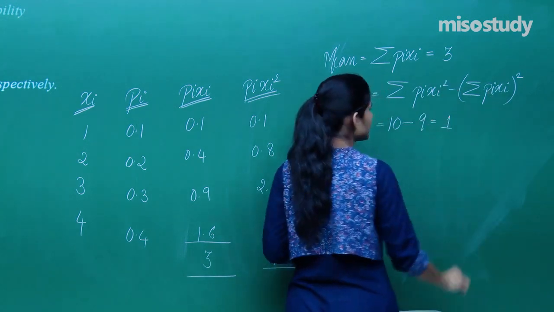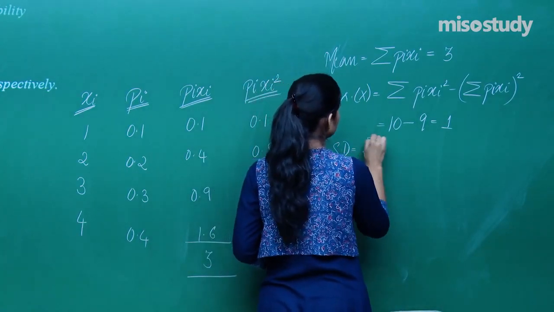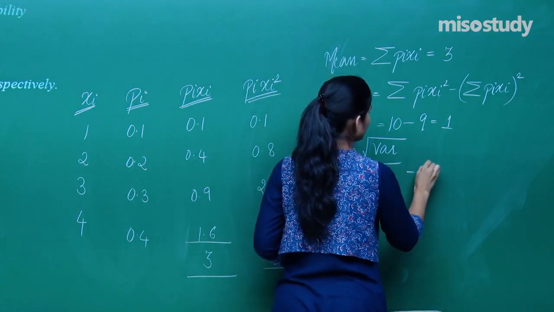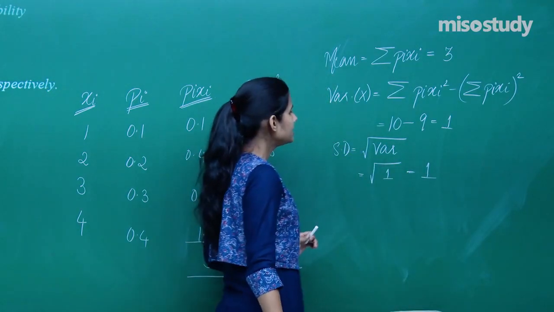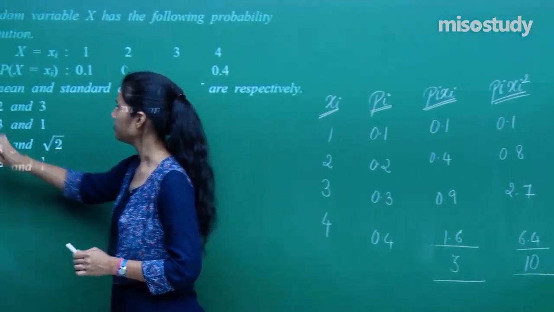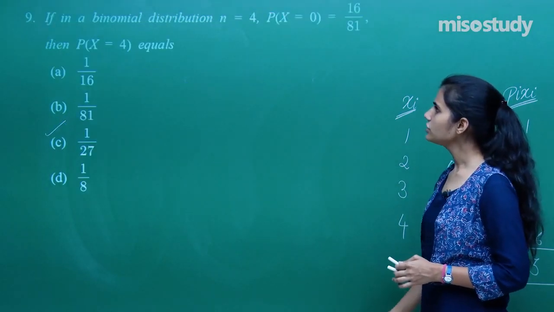So variance is 10 minus 9, that is 1, and standard deviation is nothing but the square root of the variance, which is positive square root of 1, which is clearly 1. So mean is 3, standard deviation is 1. Your answer is option number B. Clear? Next you have question number 9.